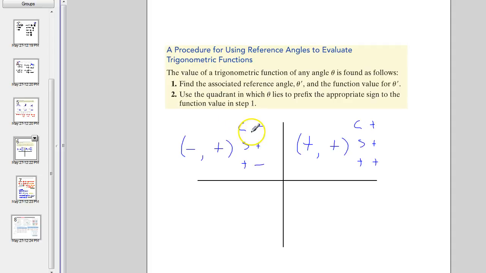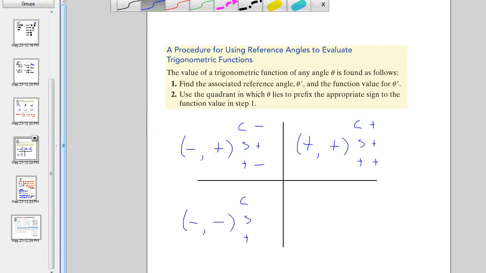Now remember, if cosine is negative, then secant is negative. If sine is positive, then cosecant is positive. And if tangent's negative, then cotangent's negative. Remember, the other three are just the reciprocals of these, so signs aren't going to change.